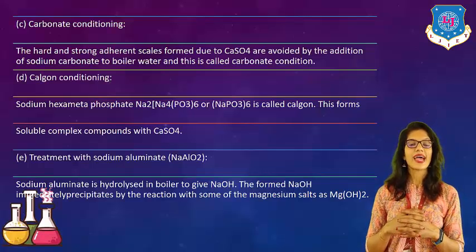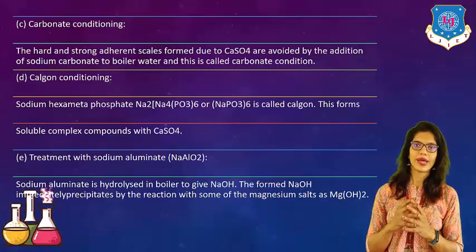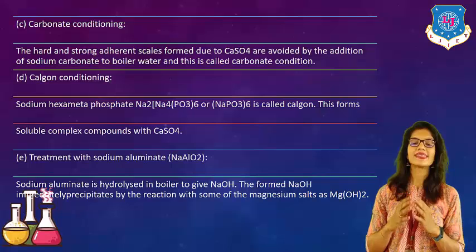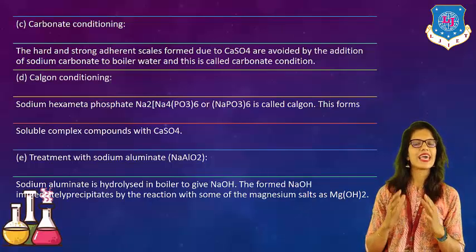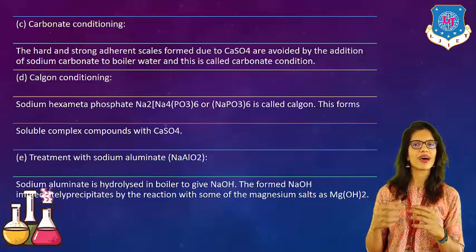Now, next type is Calgon conditioning. So what is the meaning of this Calgon? Calgon is basically sodium hexametaphosphate. Here what we will do, it forms a soluble complex with CaSO4. In this manner, it can be easily filtered off from the hard water.